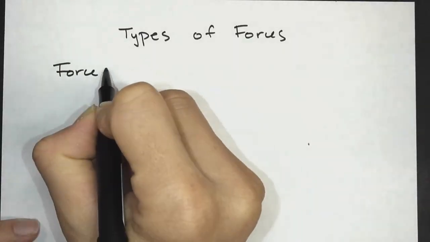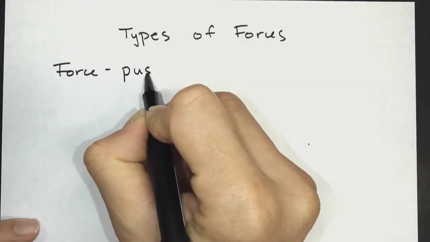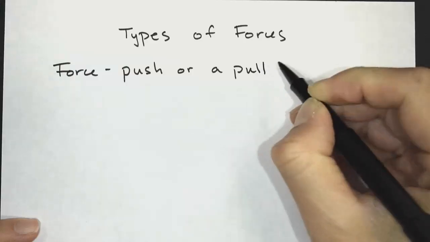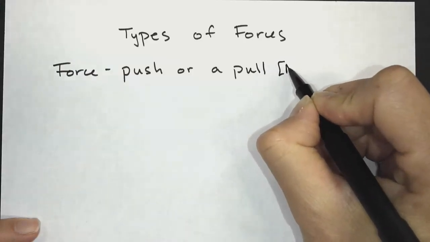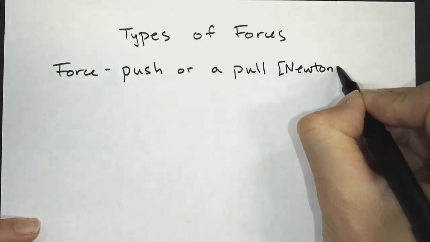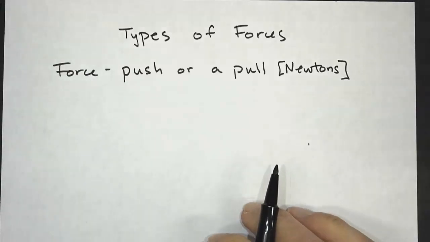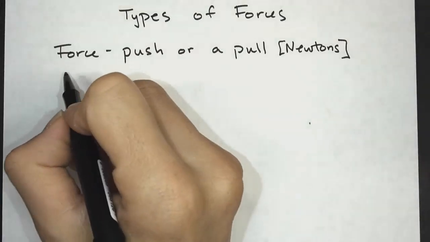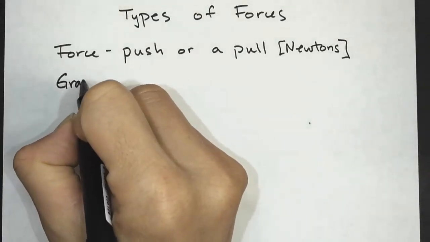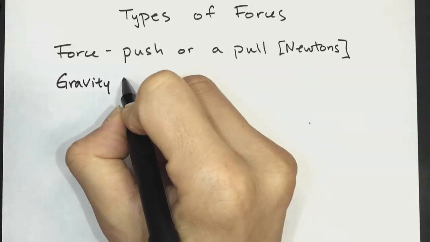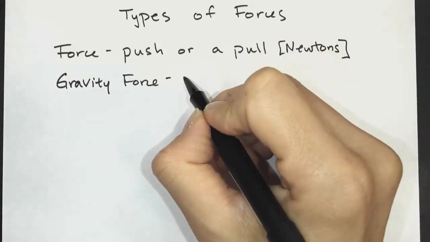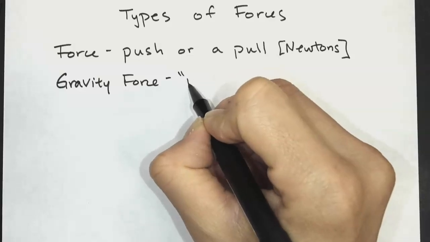A force is simply a push or a pull, and it's measured in newtons. Okay. So now let's look at some different common types of forces that you might come across. The first is gravity force. This is also known as the weight of an object.